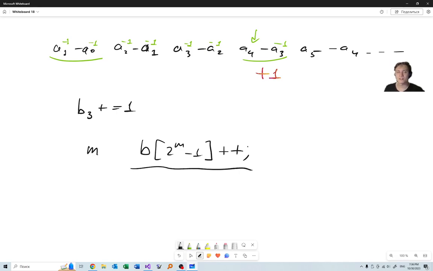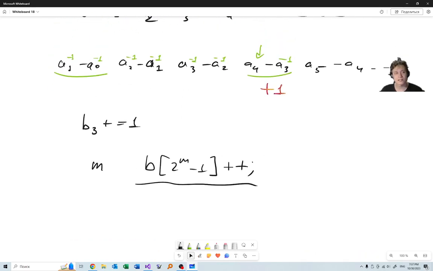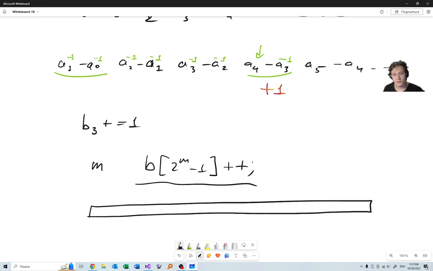This is our operation. Each time you do it, it is a good idea to check the corner cases. So what happens to the leftmost elements and to the rightmost elements? And if you check, you find out that everything's fine. For example, what happens if you subtract 1 from the whole array? It doesn't change your difference array at all.